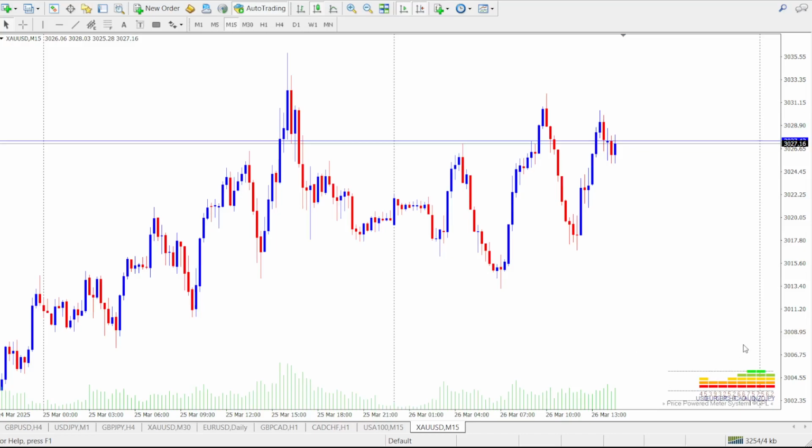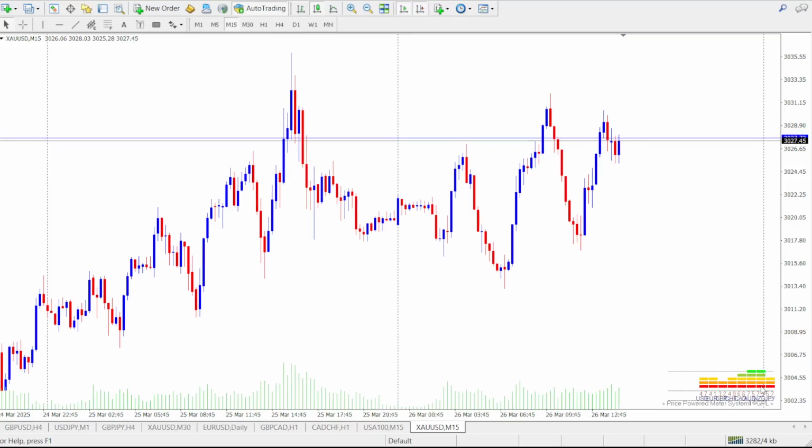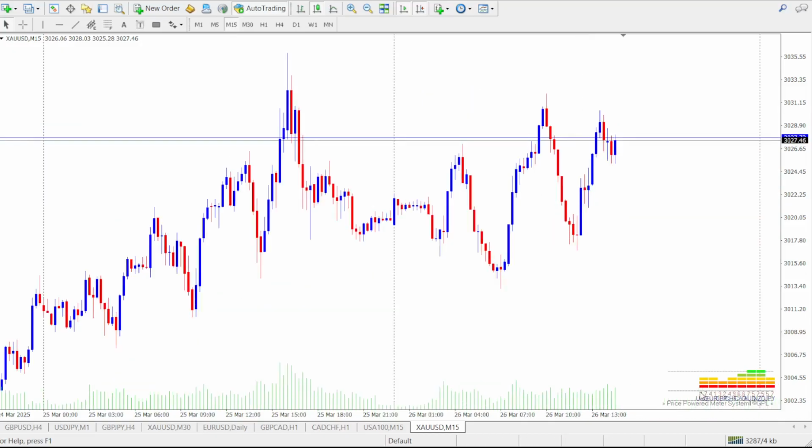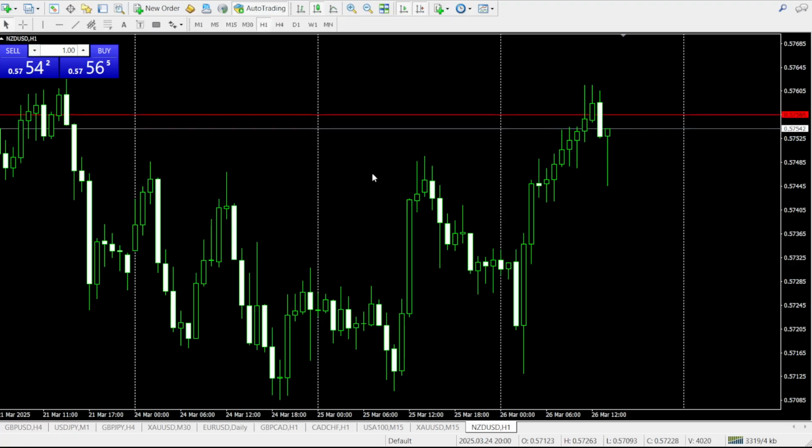So let's just say here we have, seems like it's the NZD that is giving a strong signal and USD a weak signal. Let's look at how the NZD USD looks like at the time. Let's quickly go to the NZD USD chart.